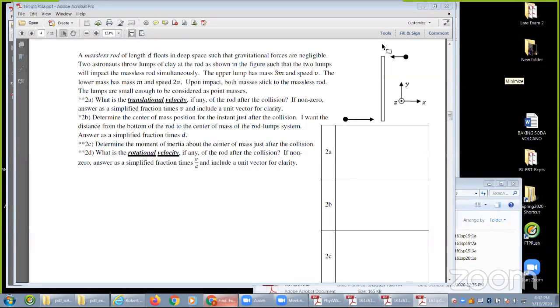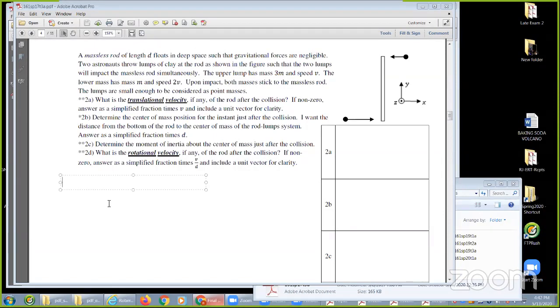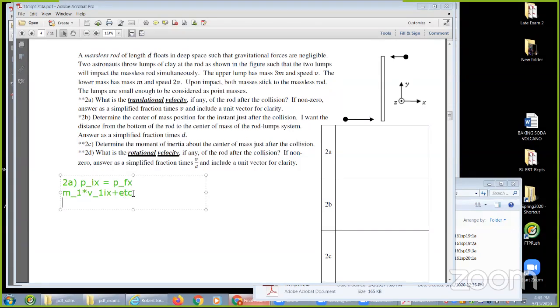Yep, translational. So hopefully in part A, it's collision, momentum. A lot of you are saying the right things. So if I could, and we could look at it later. So for 2A, I would do this, and hopefully you thought of doing something like that. They stick, so it's M. Hopefully you did something like that for part A and just did the math.